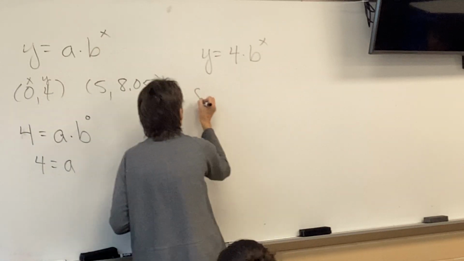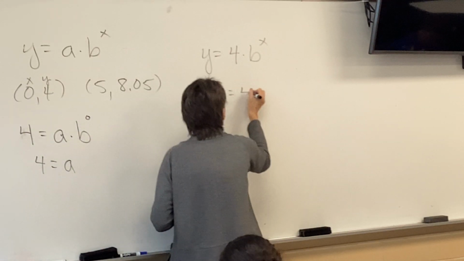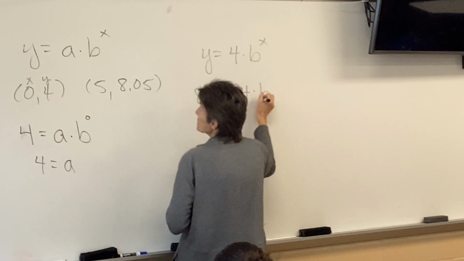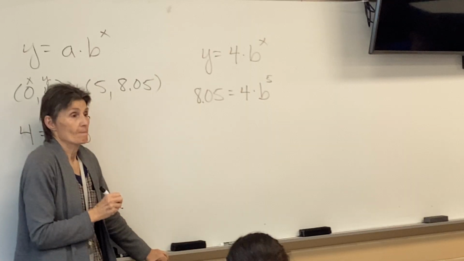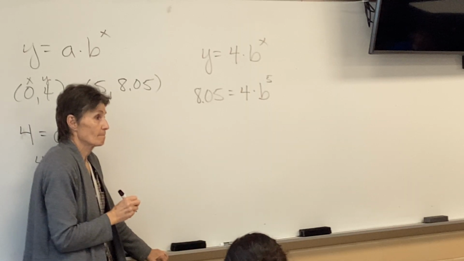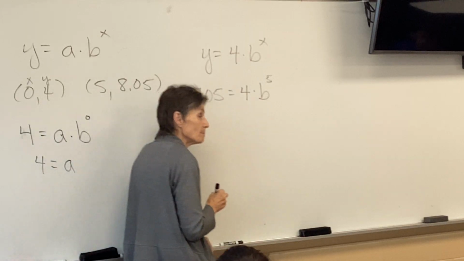So 8.05 equals 4 times b to the 5th. So now what?